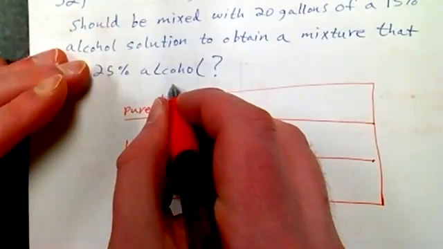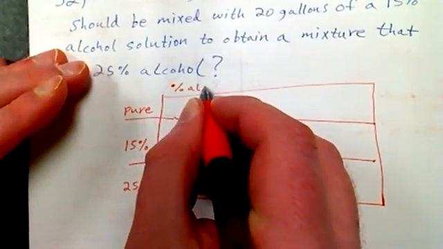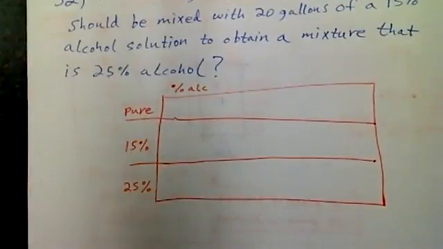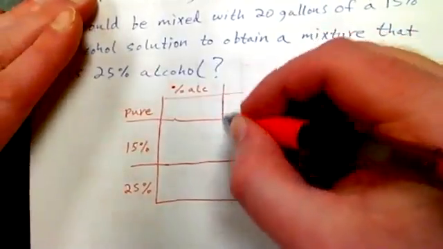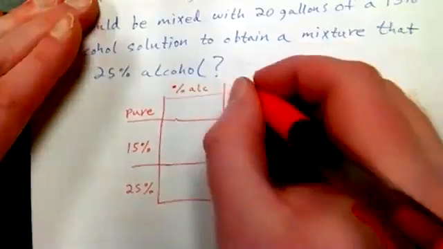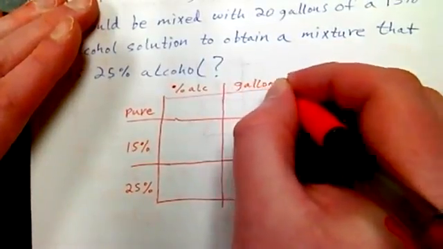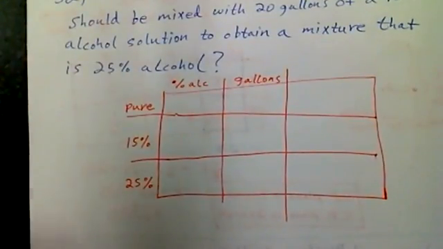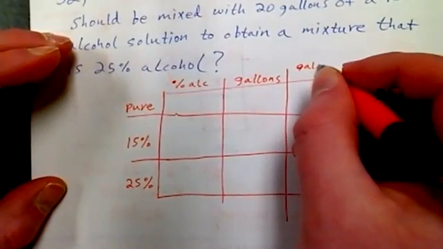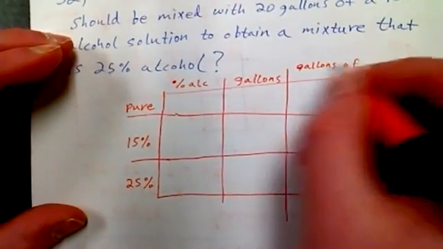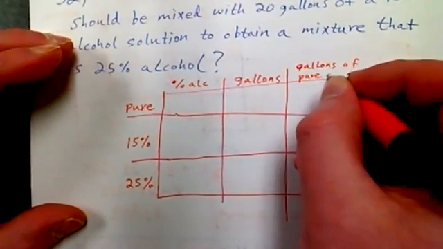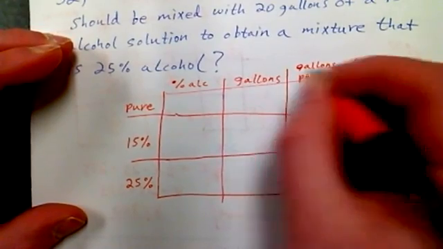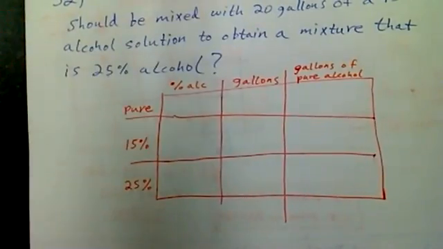And I'm going to make three columns. I'm going to put percent alcohol, which is fairly easy to see from what we have right here. That's going to be one column. I'm going to have gallons, like how many gallons of each one we have, okay? And then I'm going to put gallons of pure alcohol, so 100% alcohol, okay? So why am I doing this? Well, let's fill in what we know and then we'll look at it, okay?